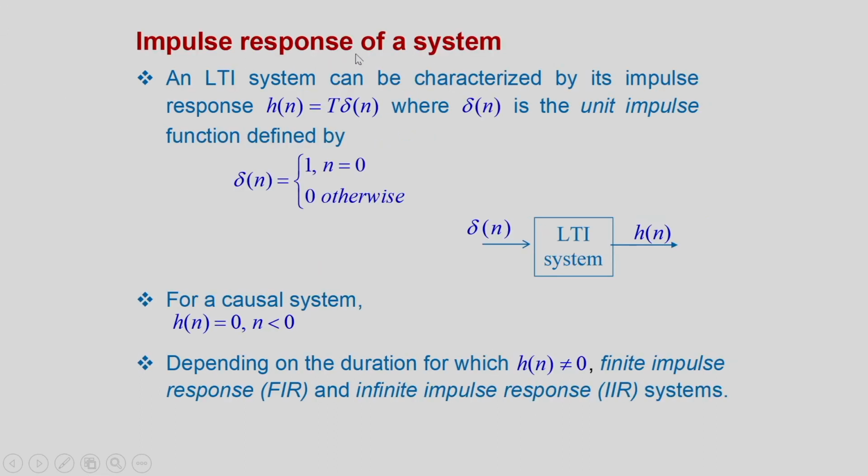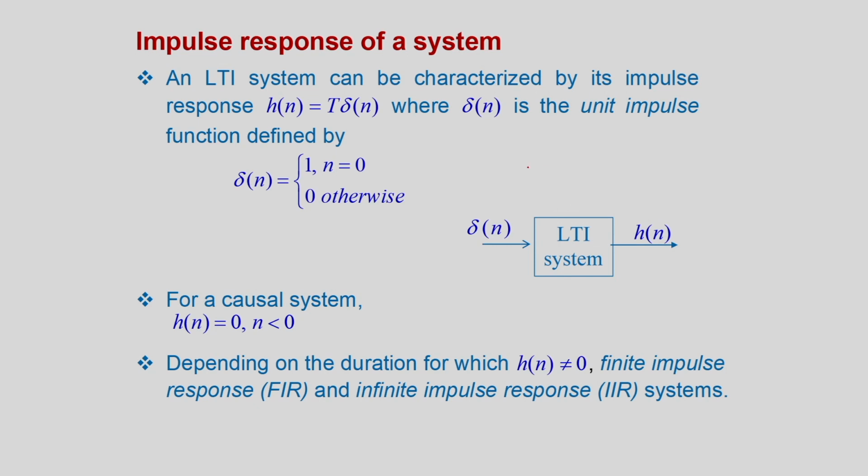Impulse response of a system. Now, a linear system is characterized by its impulse response. So, we will see what is an impulse response of a system. An LTI system can be characterized by its impulse response h[n], which is equal to the transform of delta[n], that is, the output due to impulse, where delta[n] is the unit impulse. In signal processing, it is defined as delta[n] = 1 for n = 0, and 0 otherwise. Only at n = 0 there is an input.